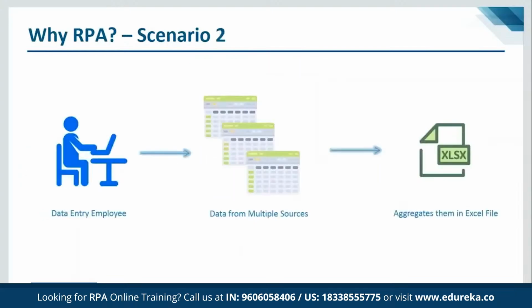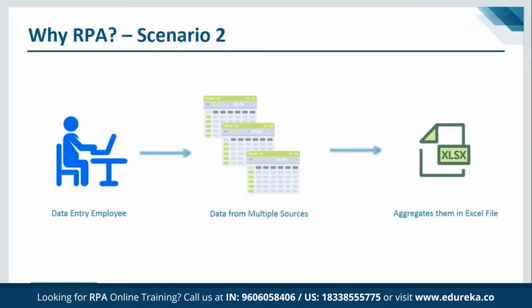Let's take another example: a data entry employee. The typical job of a data entry employee is to take data from multiple sources and aggregate it inside one file. This employee would follow the same steps each and every day, for each and every iteration, and then save it inside one file. So he's doing the same steps every day and getting his job done.